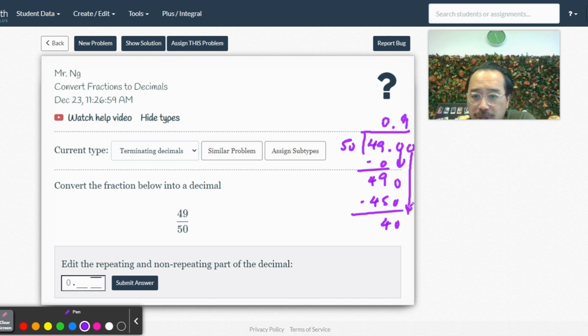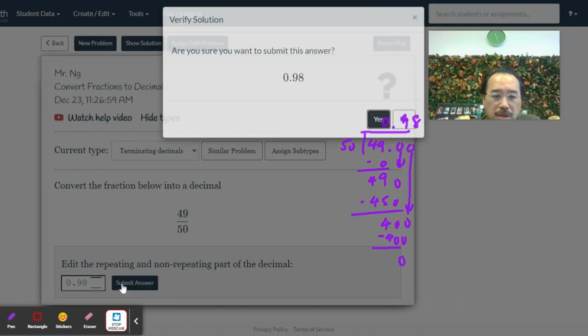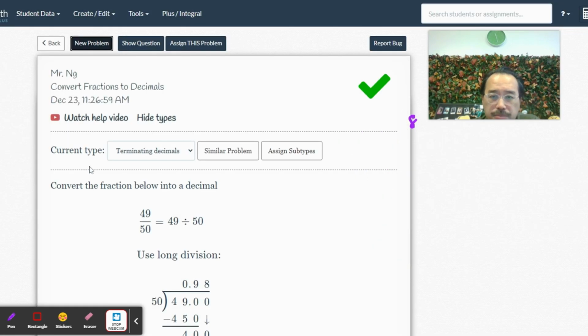So the leftover is 40. And then a 0, bring it down. 50 going into 400. How many times? Yeah, 8 times. 8 times 50 is 400. Subtract. So there you go, 0.98. Again, to put it in, you just put the answer in like this. And that's it.